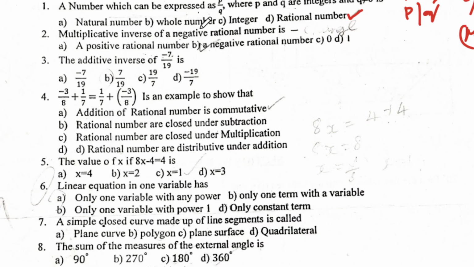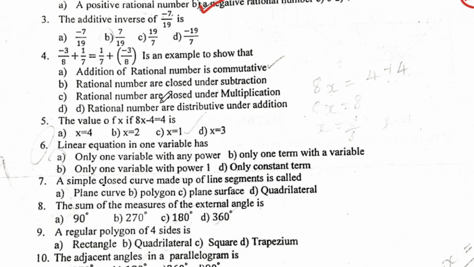Multiplicative inverse of a negative rational number. So the multiplicative inverse of a negative rational number is a negative rational number. If the question is the multiplicative inverse of a positive rational number, it is a positive rational number. Okay. So next. The additive inverse of minus 7 by 19.